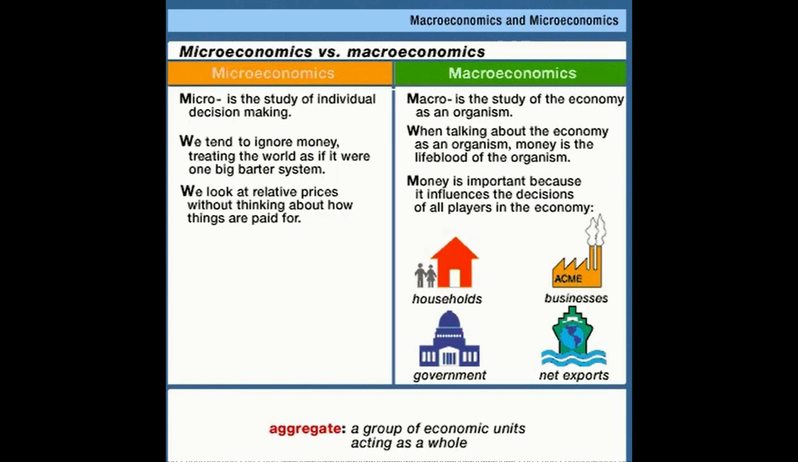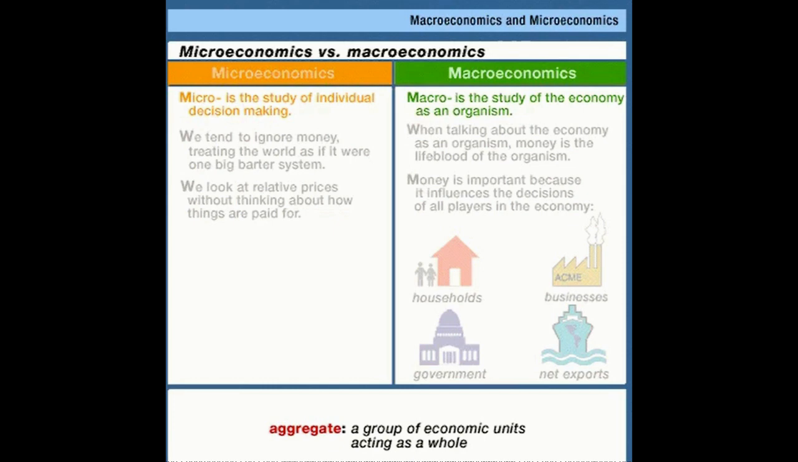So one important difference between macro and microeconomics is that micro is the study of individual decision-making. Macroeconomics is the study of the economy as an organism. Another important distinction is that while microeconomics doesn't really pay much attention to money as a phenomenon, macroeconomics takes money very seriously, and the money supply is an important determinant of the health of the economy.